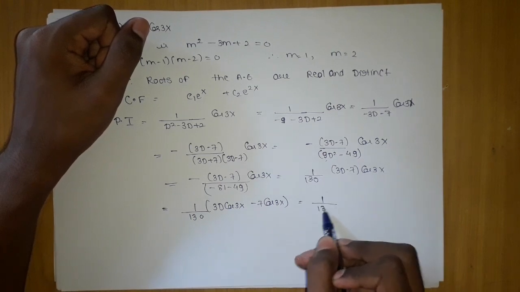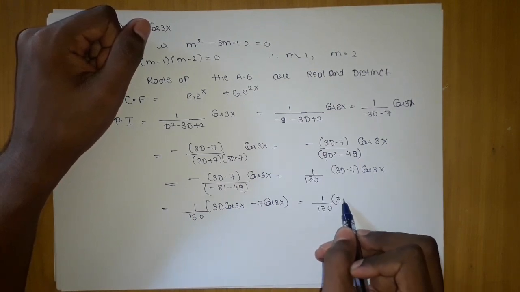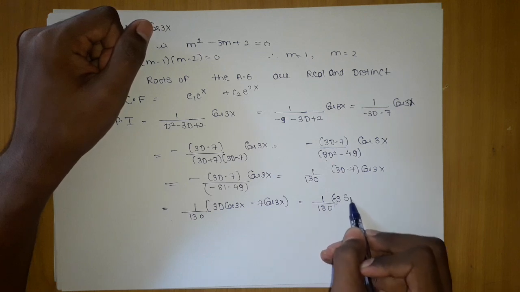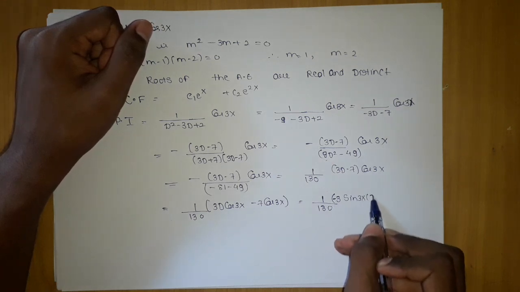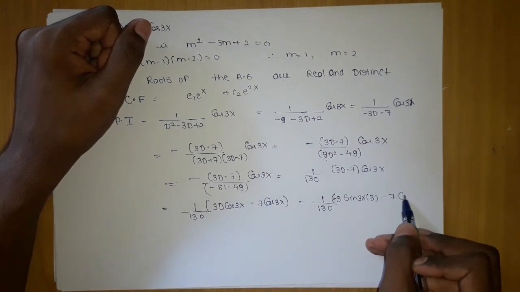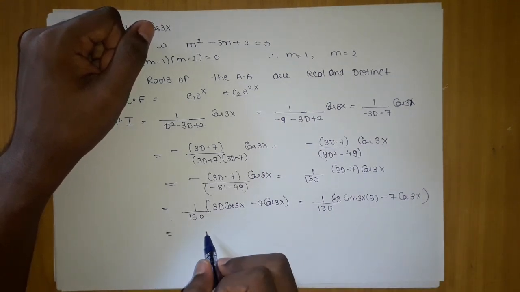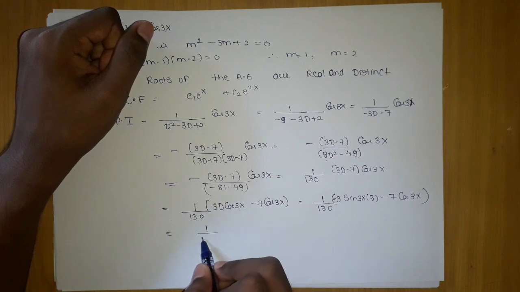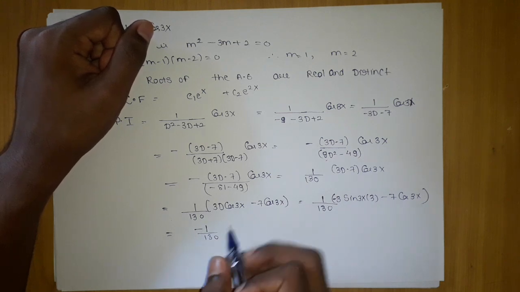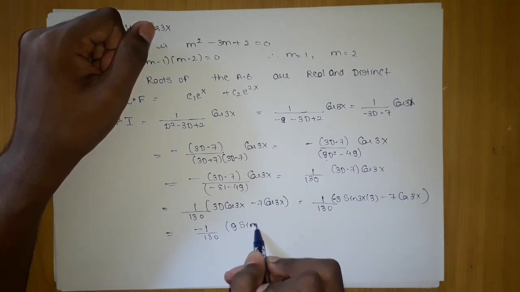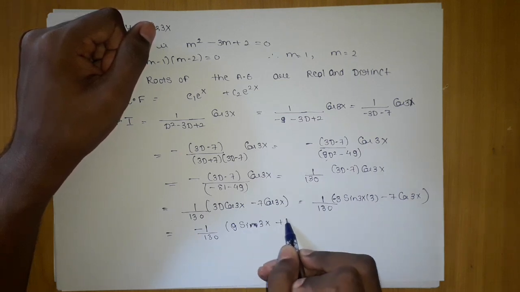1/130 into 3 into D. D will be what? If you differentiate cos, you will get a minus sign into sin 3x into 3, and here -7 cos 3x will be, cos 3x will be as it is. So finally your answer which you are going to get is 1/130 into (-9 sin 3x - 7 cos 3x).